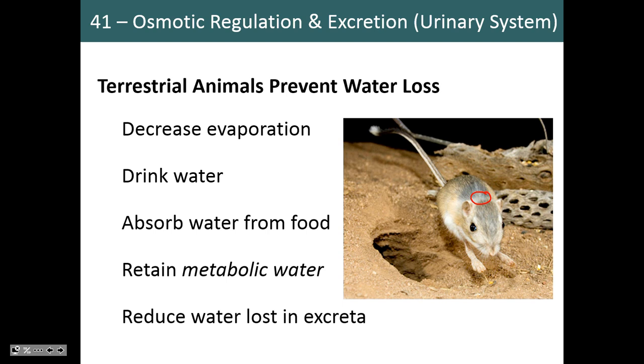But you can also retain metabolic water, which is a different source of water, right? That's the water that's produced by cellular respiration as a byproduct of cellular respiration. And so you have the food that directly comes in the moisture of your food, and then you have the metabolic water that you can retain. Then you can reduce water loss in your excrement.